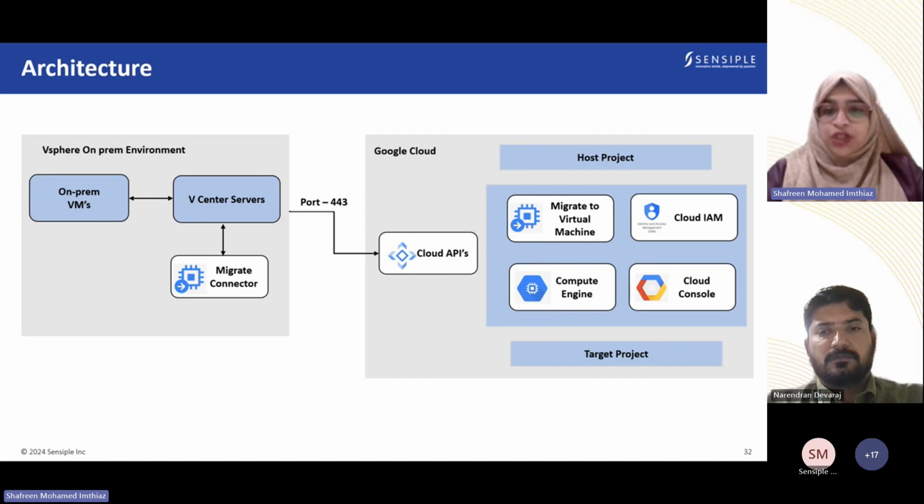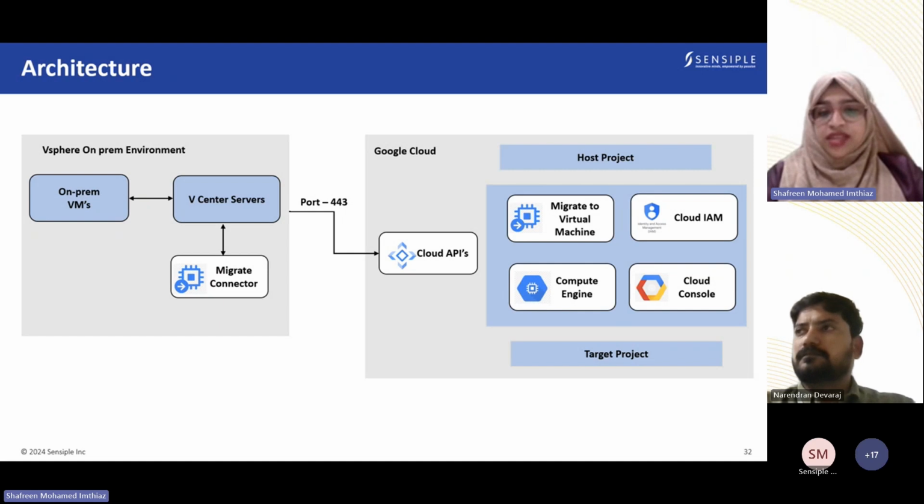And we will have two projects, a host project and a target project. In the host project, the migrate connector will be hosted, but other than that, the host project will not be visible to us. Only the target project will be visible to us. There we will create the Compute Engine instance and Migrate to VM will be done here, and we will use certain APIs.